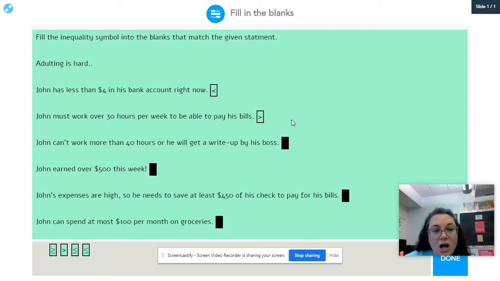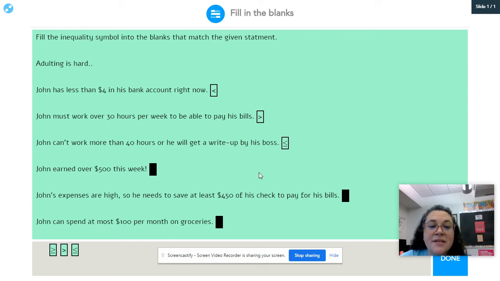The third statement says John can't work more than 40 hours or he'll get a write-up by his boss. So you can't work more than 40 hours. He can work 40 hours or less, which would be a less than or equal to. So we're going to find the less than symbol with the line under it for an equal to. This is a less than or equal to.